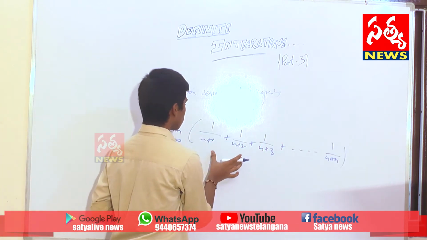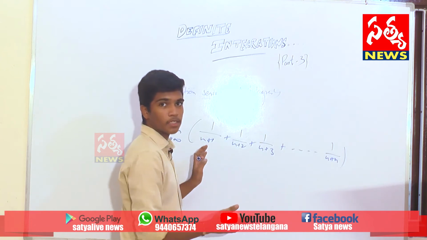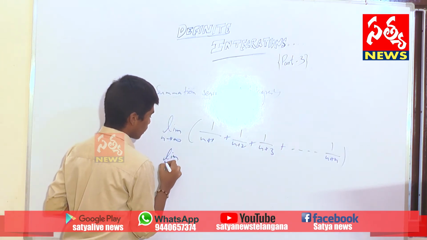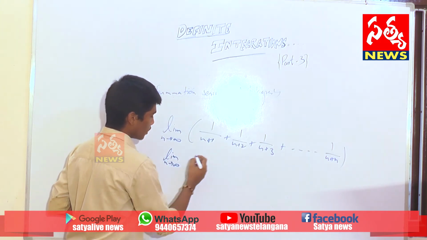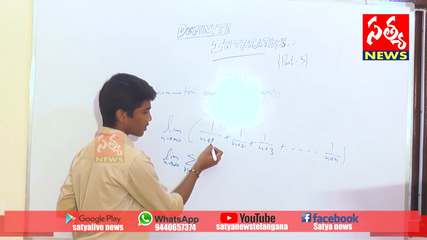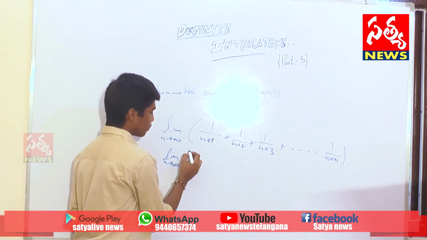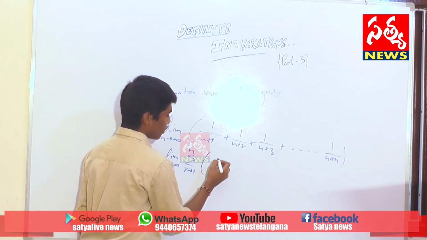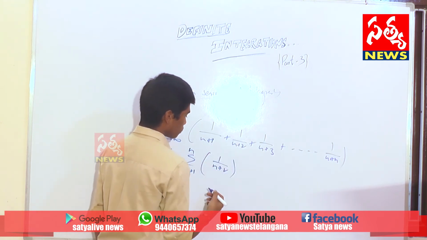Now we have to take this big expansion into a small summation. How can we write it? The limit as n tends to infinity, sigma r equals 1 to n, as here the first term is 1. The function becomes 1 by n plus r.